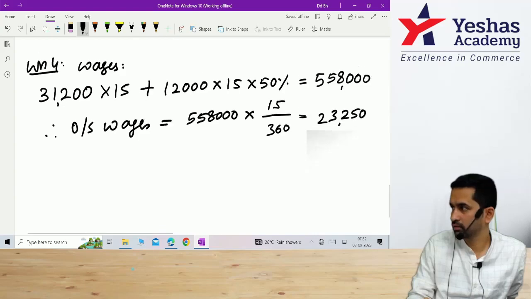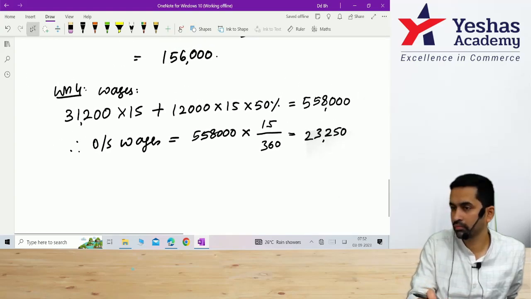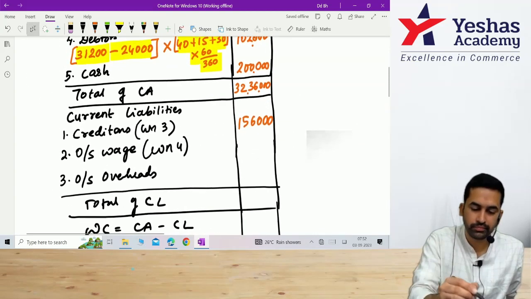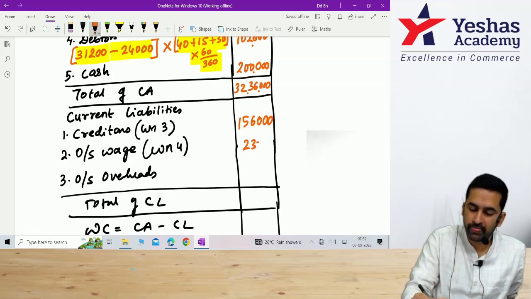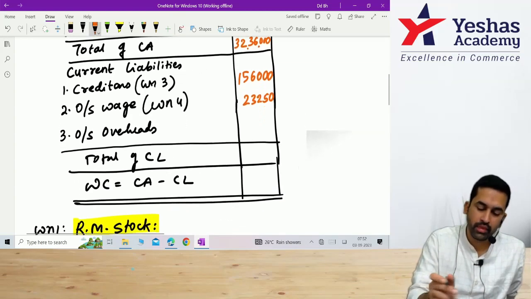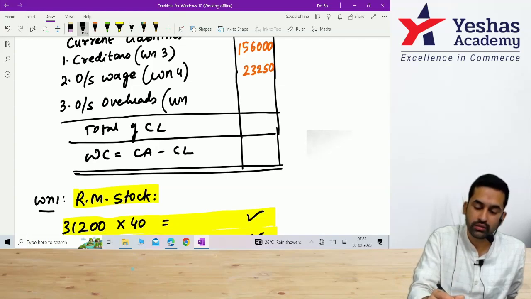Take this in the main table. 23,250 here. Outstanding overheads working note.